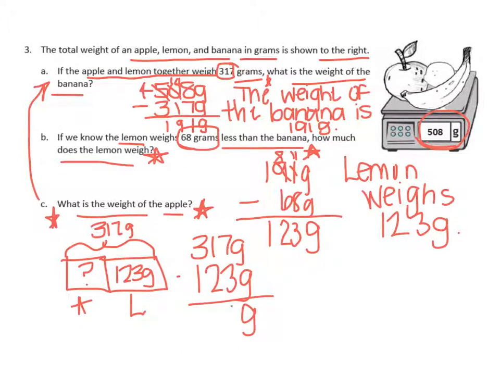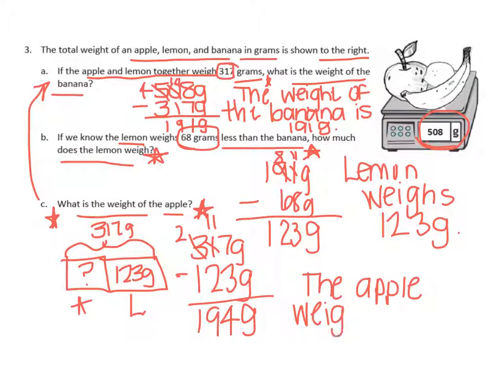So 7 minus 3 is 4. I can't do 1 minus 2, so I'm going to borrow from the hundreds. 3 becomes 2. I'm going to bring back to the 10 I already have with the 1, so that becomes 11. 11 minus 2 is 9, and 2 minus 1 is 1. So the apple weighs 194 grams.